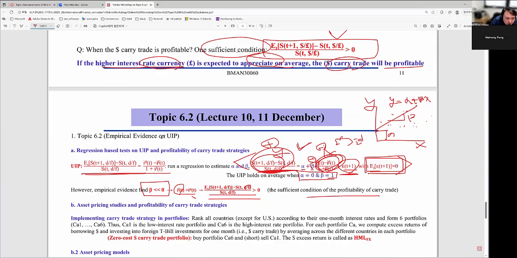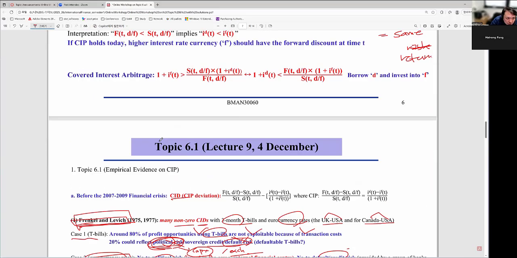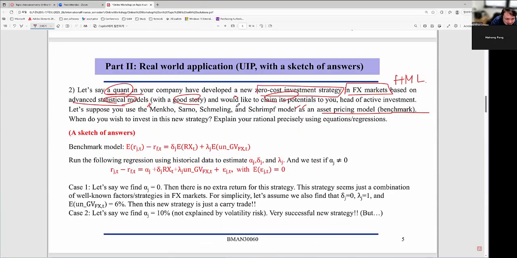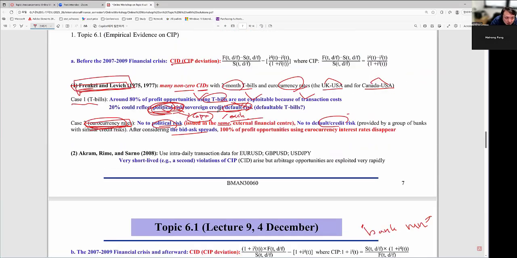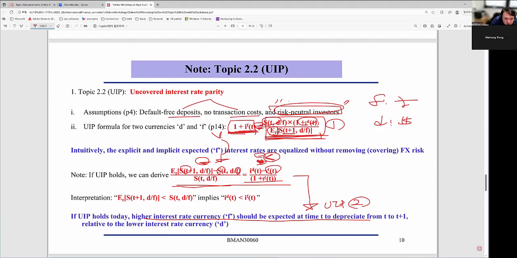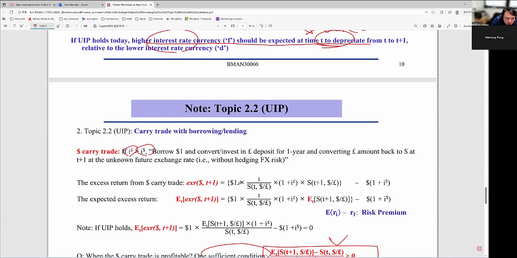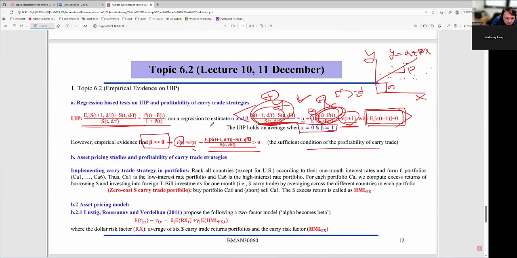So what I'm trying to say here is when you answer these questions, you can explain the meaning of UIP violations and you can connect that with the profitability of carry trade. Why? Because of what we have been talking about here. The UIP says this should be true, which means the high interest rate currency should be expected to depreciate. If that is not the case, carry trade is profitable. Now, using the empirical evidence, that's what we indeed find, right? So that's explaining the UIP violations and connecting that with the profitability of carry trade.